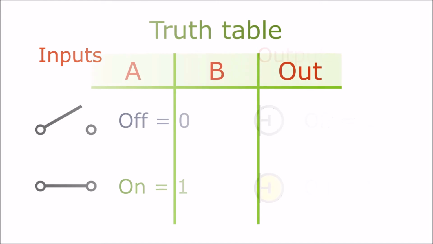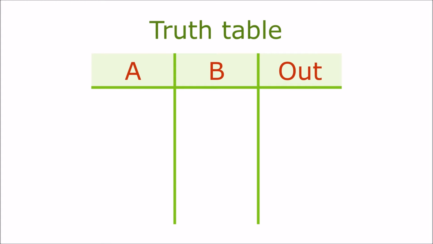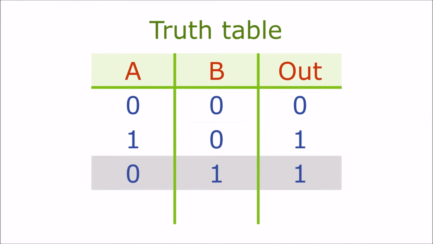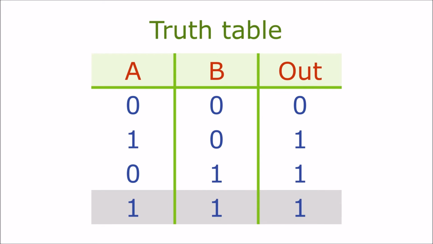Now we can go through the four combinations of switches A and B being either on or off and fill in the table. If both switches are off, that is, A and B are both 0, the light will also be off, or 0. If switch A is on but switch B is off, the light is on. If switch B is on but switch A is off, the light is on. If both switches are on, the light is on. This is the completed truth table for the circuit.